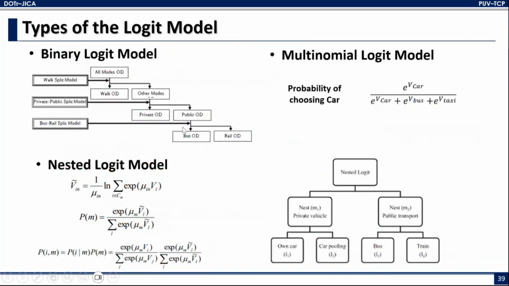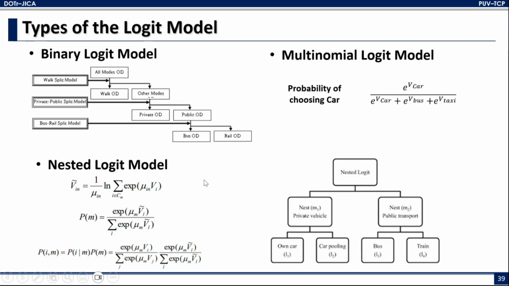Then there are some types of logit models. There are generally three types. The first is the binary logit model, considering walk and other modes, private car, public bus, and rail. Such binary logit model combinations can also be estimated. More directly, multinomial logit models will be used. For example, with three major transport services, car, bus, and taxi, the probability of choosing the car can be estimated like this.